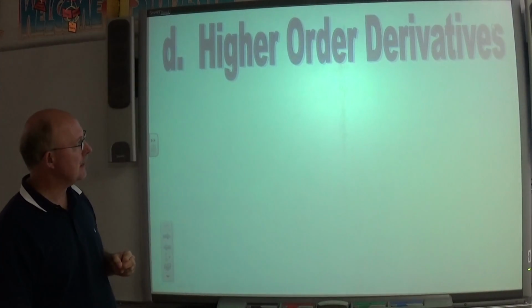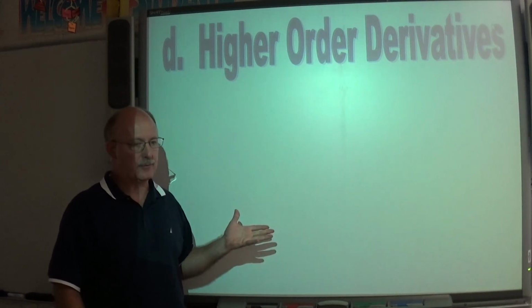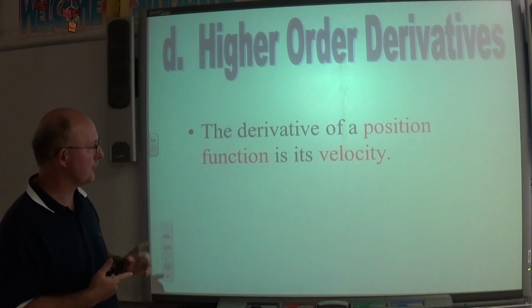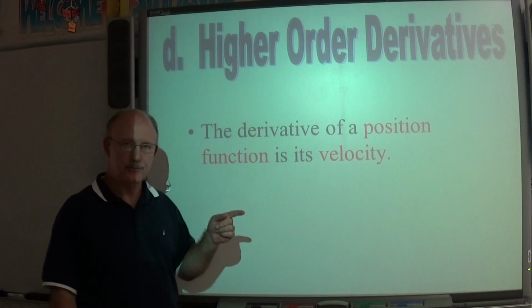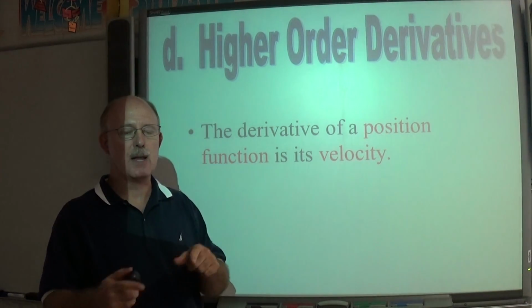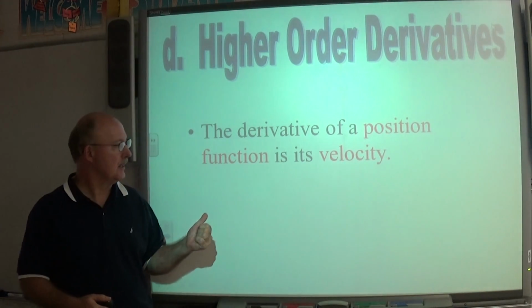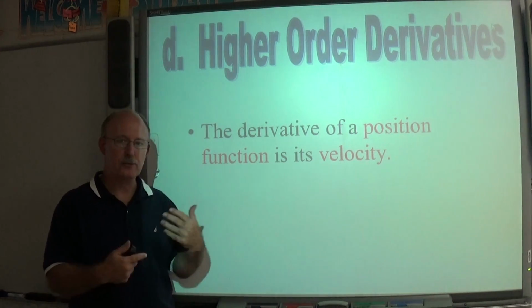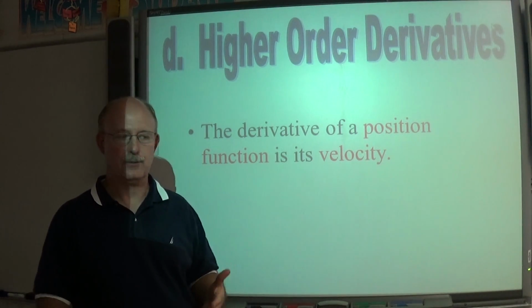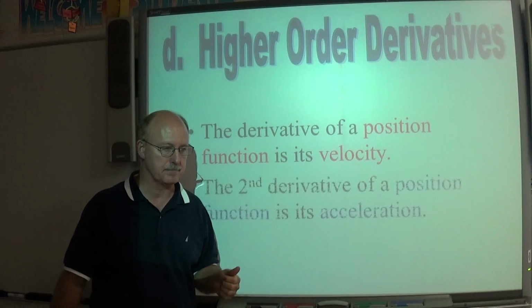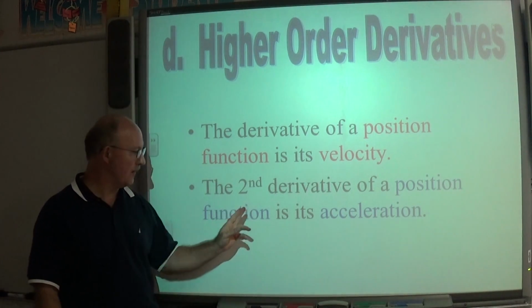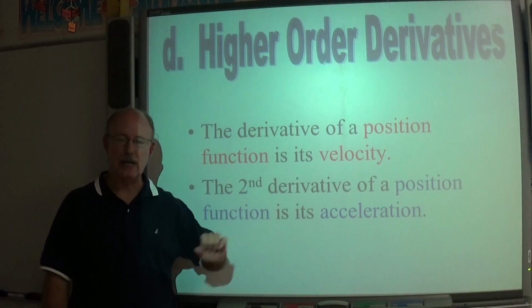Now, let's take a look at some higher order derivatives. All right, so a little bit about higher order derivatives. First, the derivative of a position function is its velocity. So that's the first derivative. If you take the derivative of a position function, it's going to give you an expression for the velocity of that function, the instantaneous velocity. The second derivative of a position function is its acceleration.